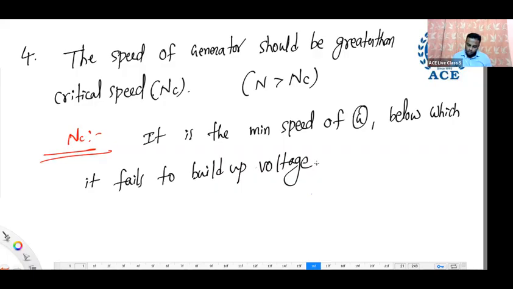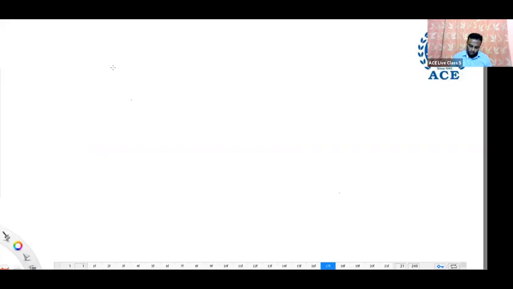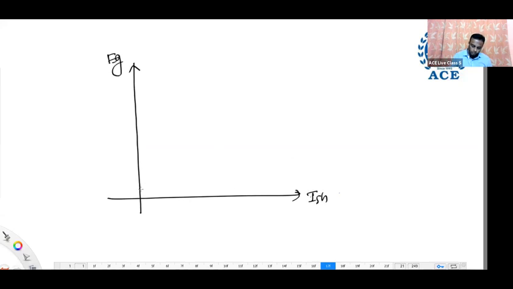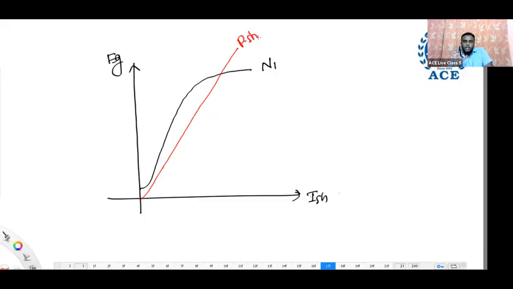Now let's see how to identify critical speed. See here. First, I'm taking the actual OCC, EG versus ISH. Let this be the OCC we got at a speed N1, and this is the resistance line, RSH, the field resistance line. We are not changing the resistance; the field winding is the same, fixed.